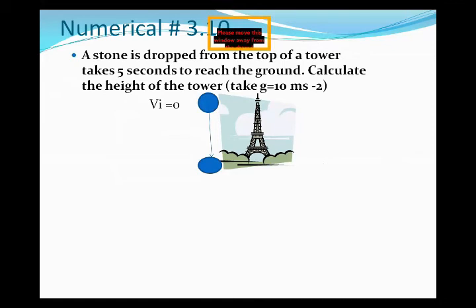A stone is dropped from the top of a tower, takes 5 seconds to reach the ground. Calculate the height of the tower. Take g equal to 10 meter per second square. Now here, let's suppose that is the height of the tower. And here, this stone is going to drop from the top of the tower.